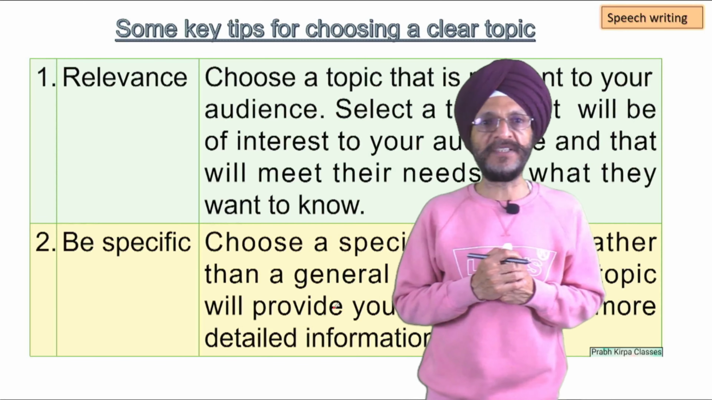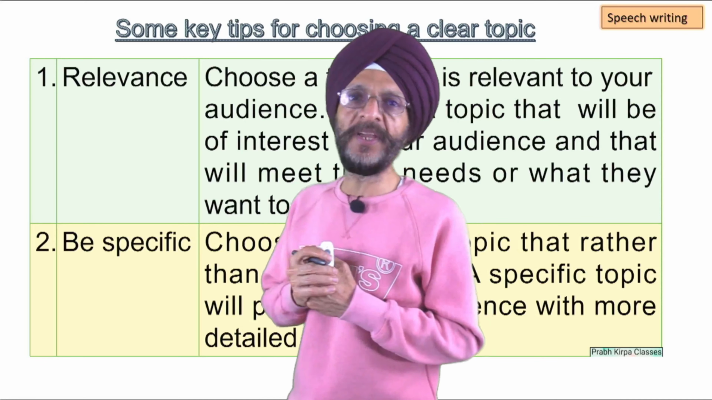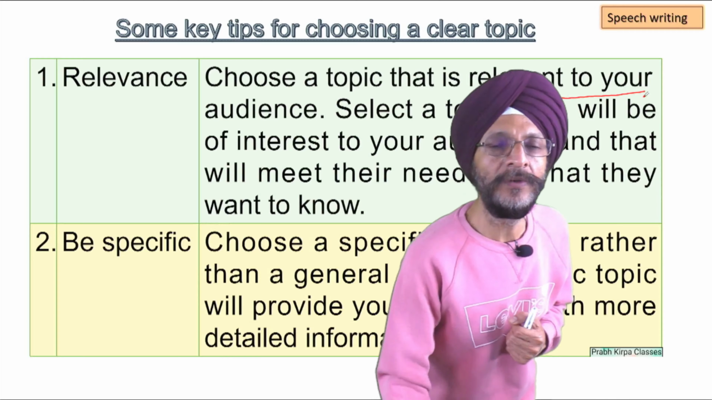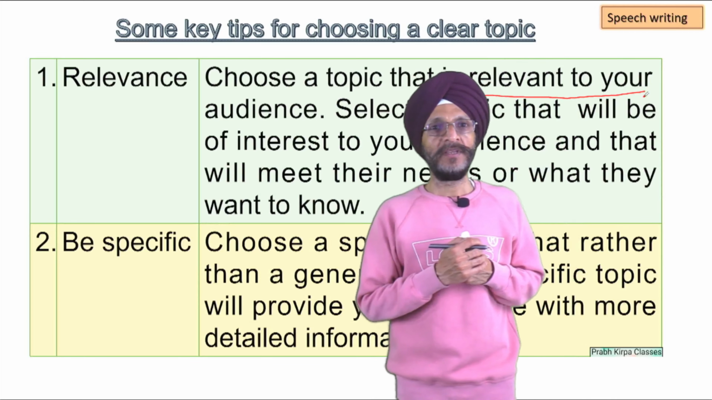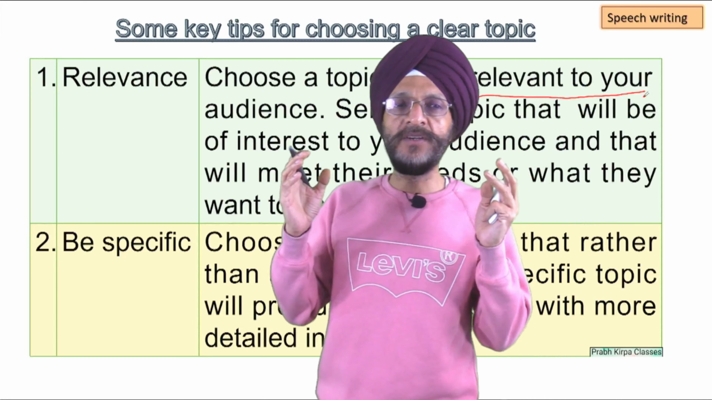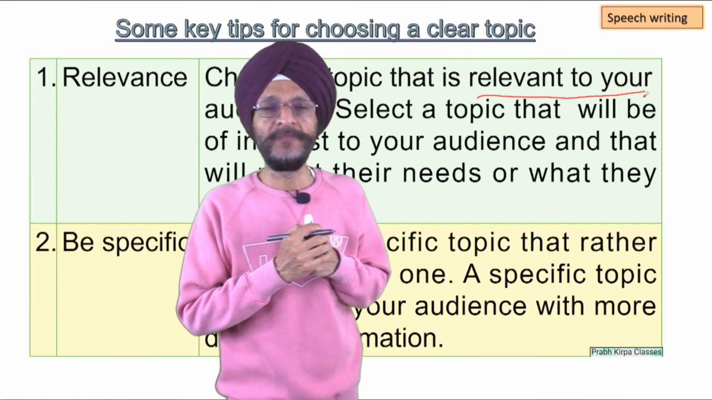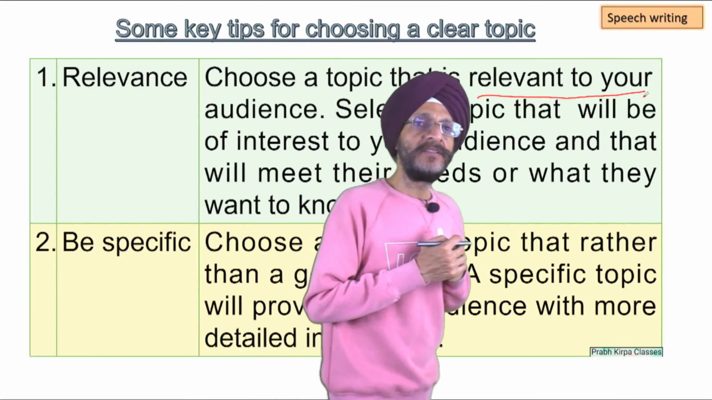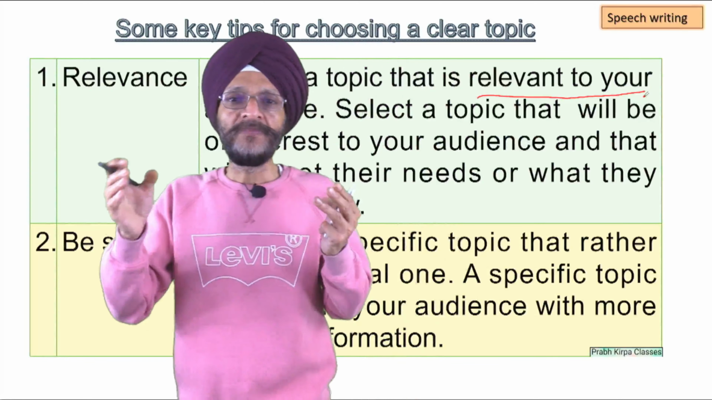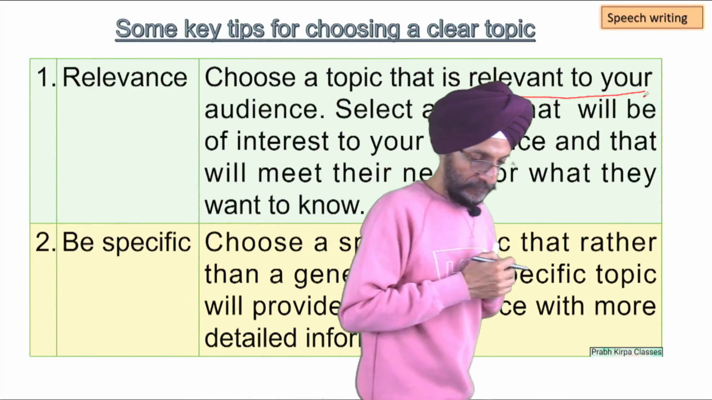First point is relevance. We should choose a topic that is relevant to our audience. We should select a topic that is of interest to our audience and which meets the needs of the audience, or what type of information they want to know.